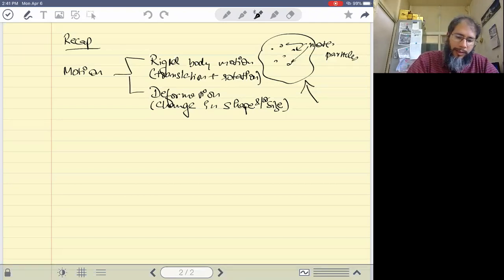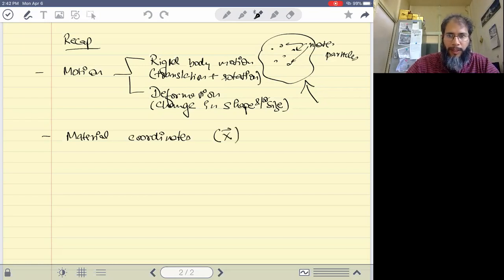Okay, then in the last lecture, we also talked about something called material coordinates, which we denote as the capital X vector. So material coordinates, in most cases, refer to the position of the particles at t equal to 0. That's what we call the reference configuration. So in the reference configuration, the coordinates of the different particles are together known as the material coordinates.